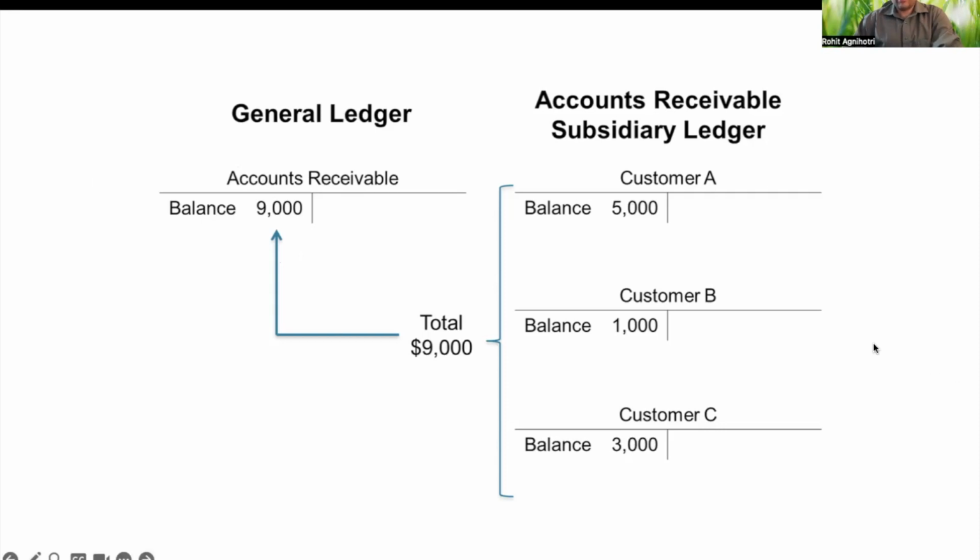Something like this. Imagine you have three customers, in this example customer A, B, and C. Customer A owes you 5,000, customer B owes you 1,000, and customer C owes you 3,000. These are your subsidiary ledgers because they show the amounts for each account. And the general ledger is going to add all of these accounts and show them as one account.